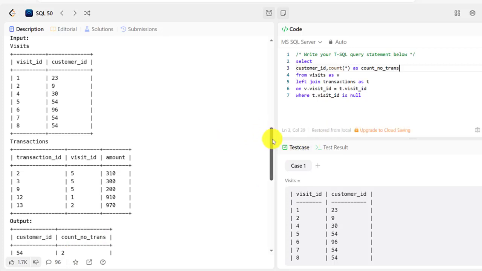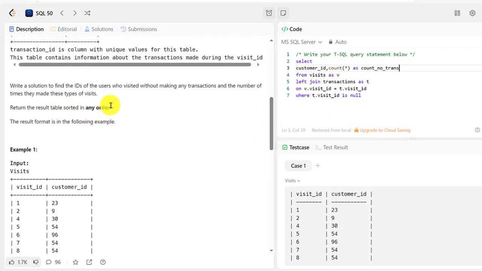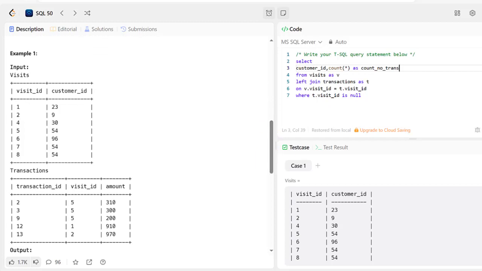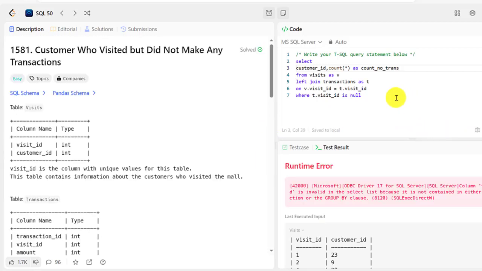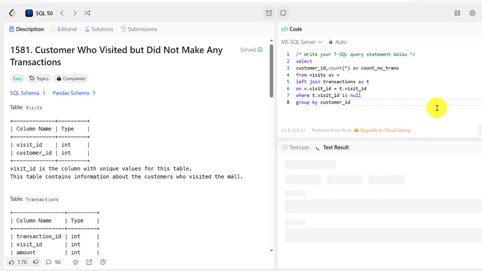And let's see if we have to sort it. It can be in any order. Okay, so we don't have to sort it. So let me run it now. Oh, I forgot my group by clause. So I'm just gonna say group by, and I have to select all the columns in my group by except for the aggregate. So I'm just gonna do this. Let me run this now. This should work fine. Accepted.